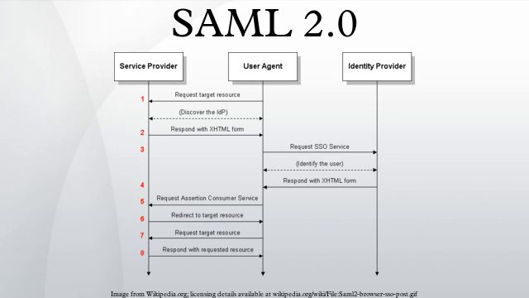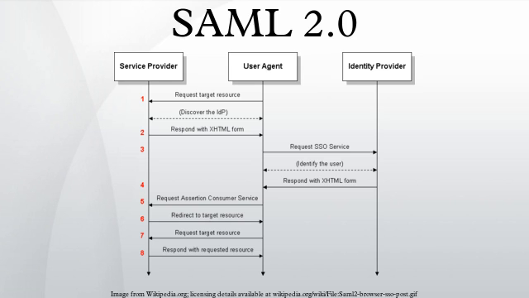9. Respond with a SAML assertion. The artifact resolution service at the identity provider returns a SAMLP ArtifactResponse element bound to a SAML SOAP message to the assertion consumer service at the service provider.